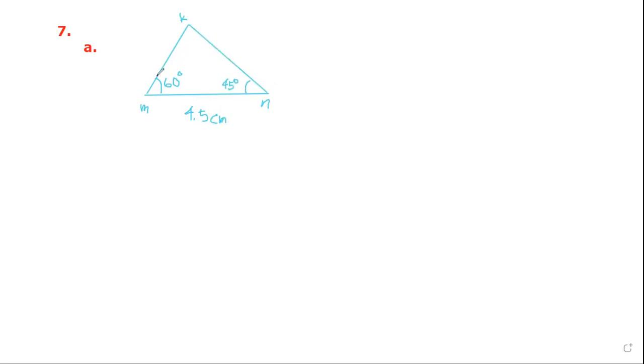But take note, use compass in order for you to get 60 degrees and 45 degrees. As you can see, you have side 4.5, and angle KMN is 60 degrees. And angle MNK is 45 degrees. So it will be looking like that. Please draw that one in your workbook.